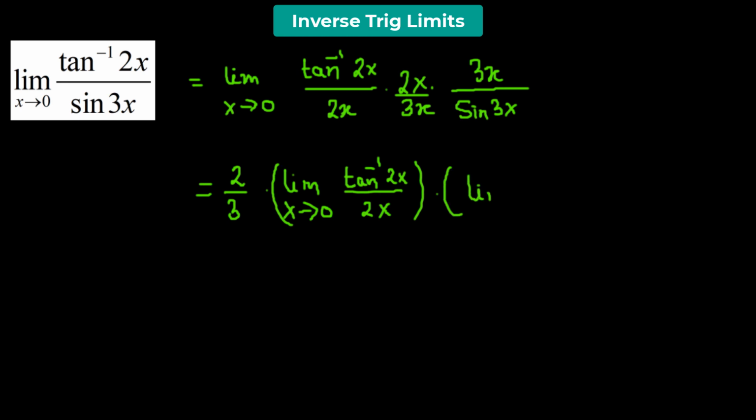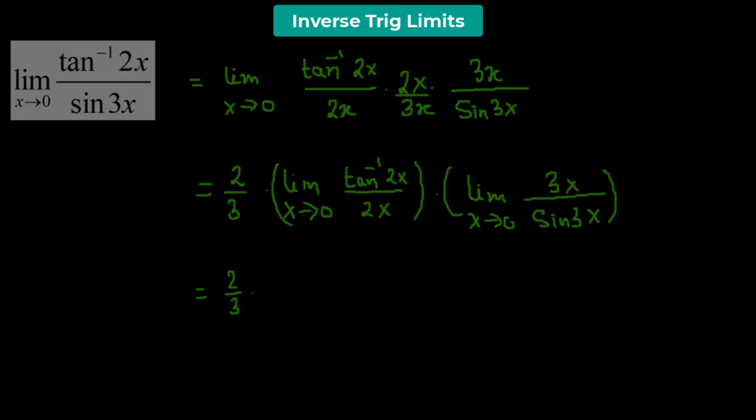And the second limit will be the limit as x approaches 0 of twice x over sine 3x. So as per the definition of limit, the limiting value of tangent inverse twice x over twice x is going to be 1. And the limiting value of 3x over sine 3x is also going to be equal to 1. So we have 2 over 3. Let's move on to the next question.